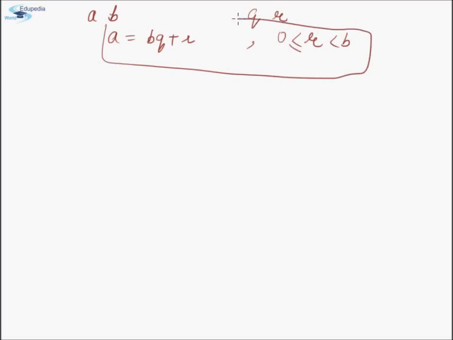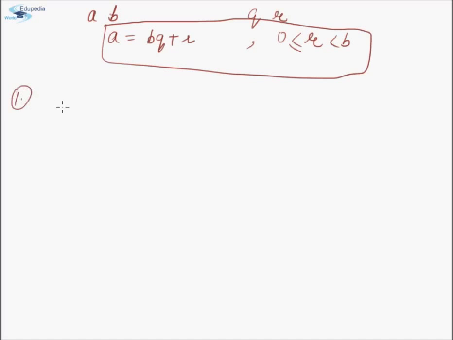In this video, we will be discussing some questions on Euclid's division lemma. Friends, earlier in the previous video we have studied that for two positive integers a and b, there exist unique integers q and r such that a equals bq plus r, where r lies between 0 and b, and r can be 0 also. So friends, on this lemma, let us discuss some questions.